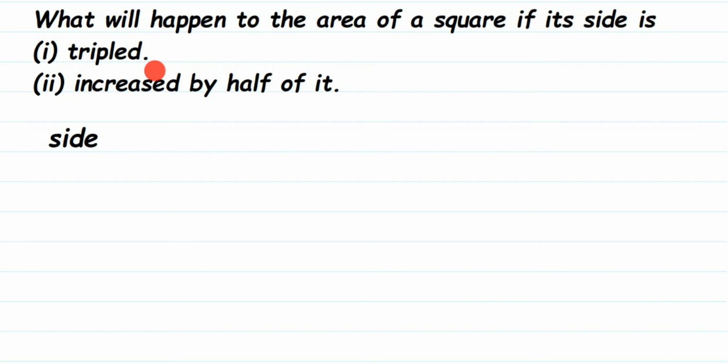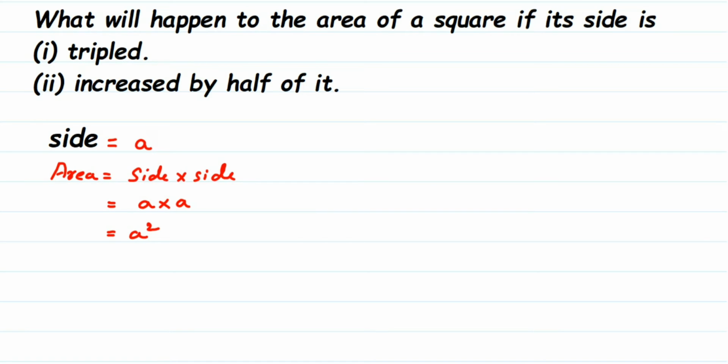Now let's assume that the side of the actual square is A. This is the side of the actual square without changing the side. The normal side of the square is A. Then what will be the area of the square? We know the area of a square is side into side, or A into A, where A is the side. So it will be A into A, which is A square. Now this is the area of the old square.